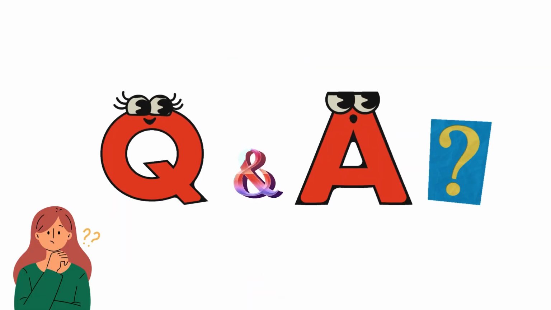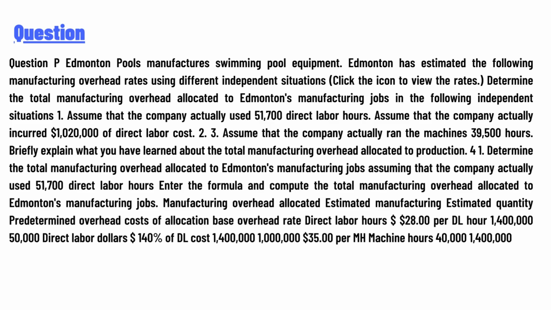So our today's question is: Edmonton Pools manufactures swimming pool equipment. Edmonton has estimated the following manufacturing overhead rates using different independent situations. Click the icon to view the rates. Determine the total manufacturing overhead allocated to Edmonton's manufacturing job in the following independent situations.